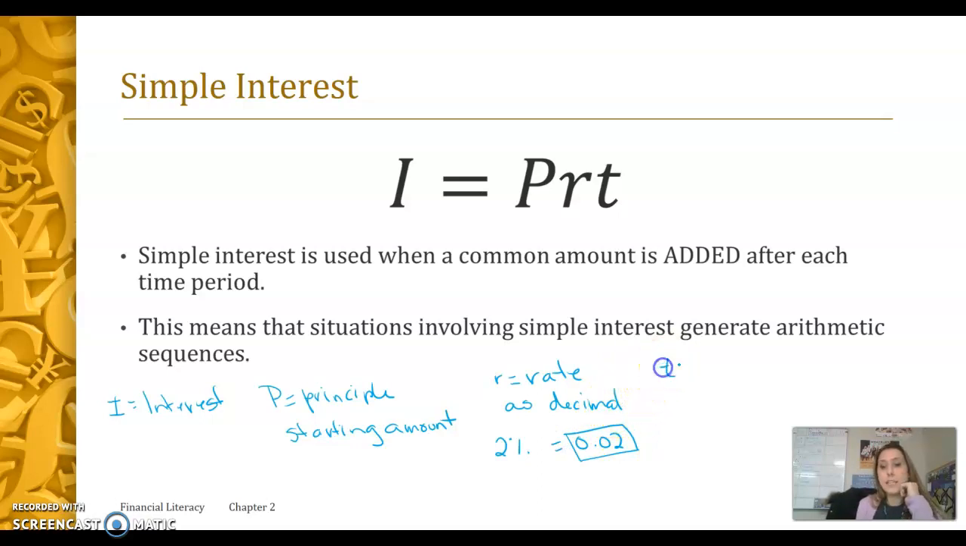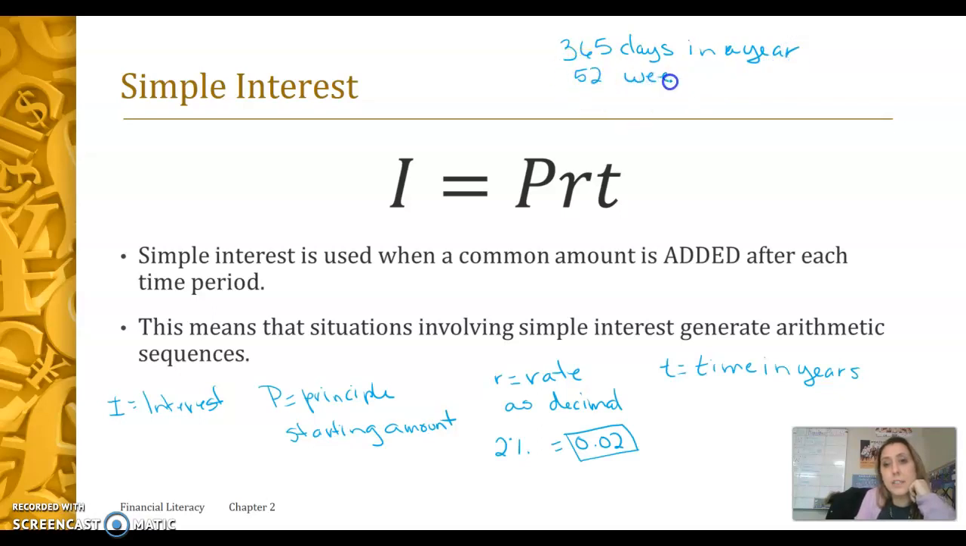And then T, and you probably already guessed it, is time, and that's going to be in years. So just a real quick, there it is. When we're talking about years, there are 365 days in a year, 52 weeks, and 12 months. So in this class, these are the numbers that we're going to use for those things.